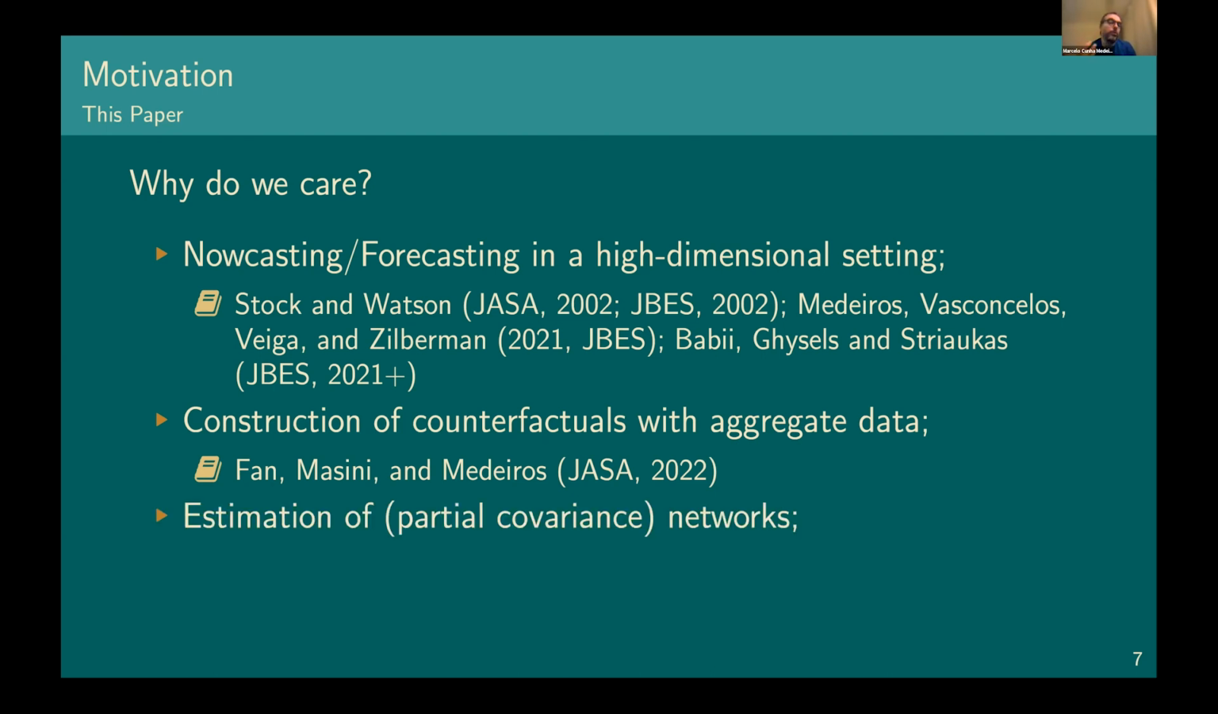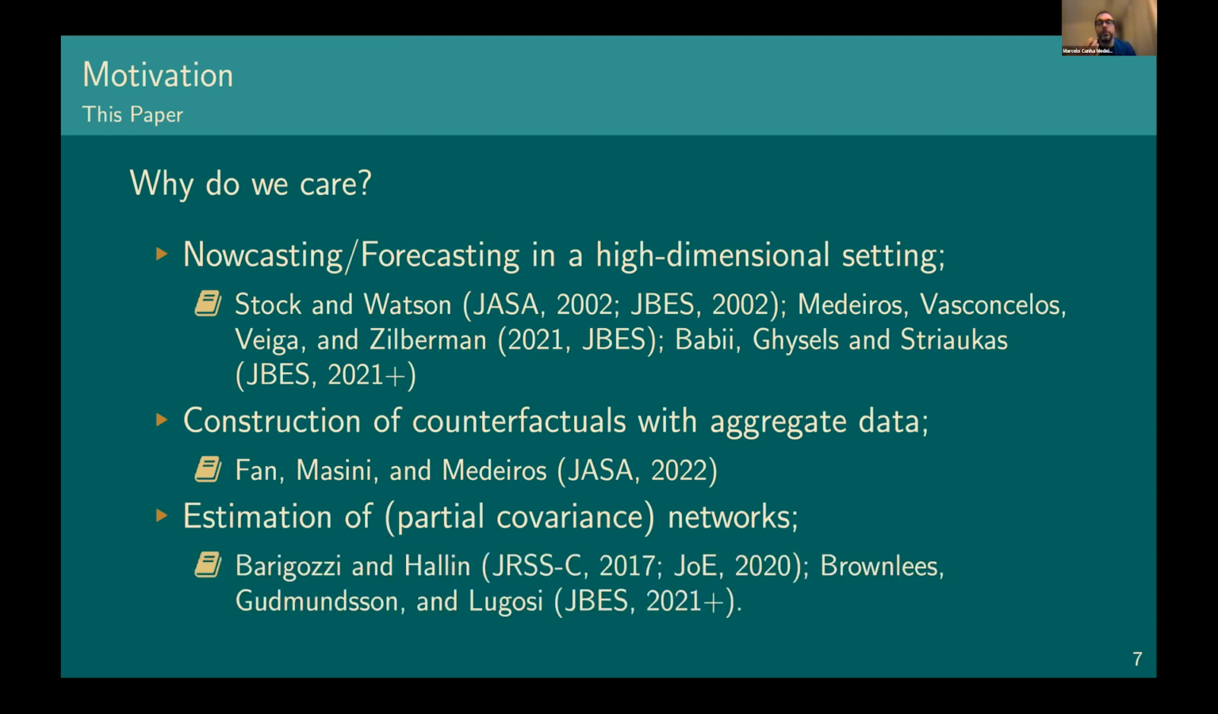We can contribute also to the literature of network analysis, more specifically partial covariance networks, because I'm going to show you how to estimate and test structures in partial covariances in large dimensions. So we contribute to this literature put forward by Matteo Barigozzi and Marc Hallin and Christian Brownlees, Gudmundsson and Lugosi. And there's a huge literature also on this partial covariance network. Okay.